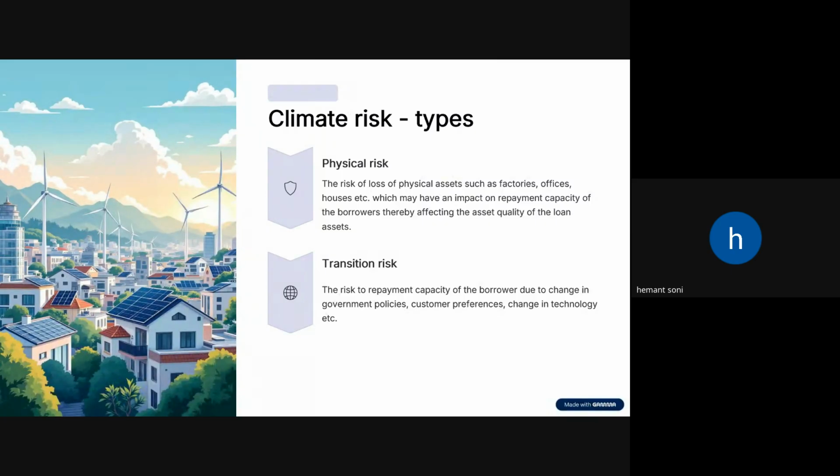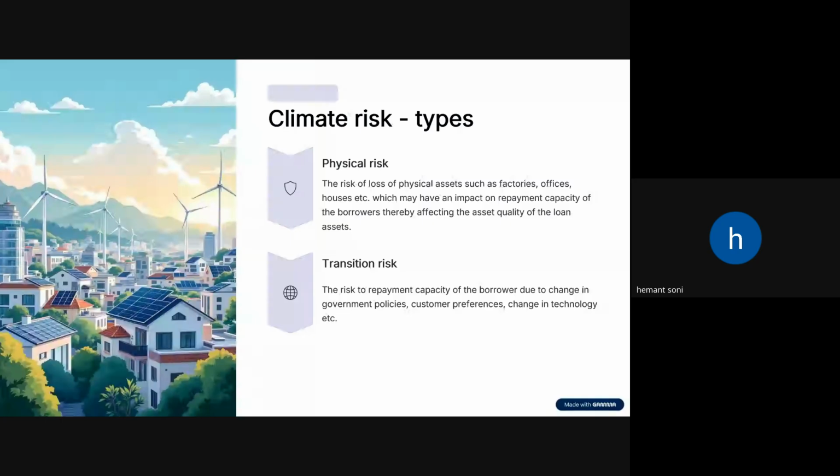Now, they had a facility that till 31st March they were able to sell cars of the older versions, and now they have to come up with new type of engines. So this is a transition risk because government policy says that you have to manufacture something with a certain level of efficiency, then you have to do it. So that is a transition risk.